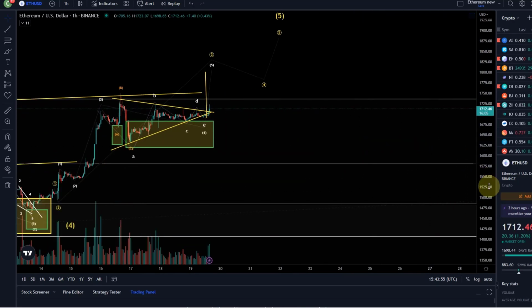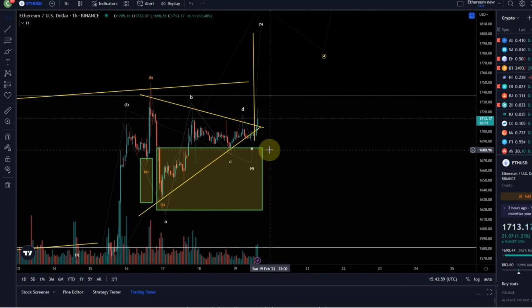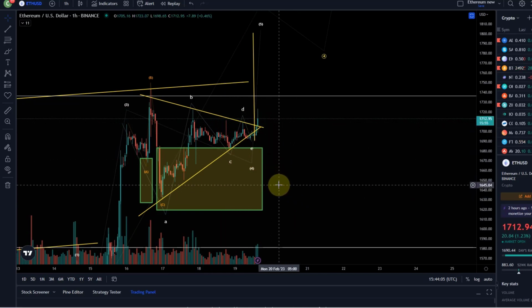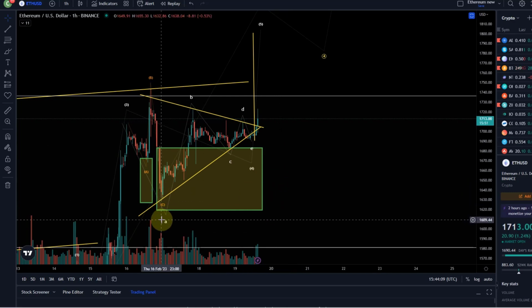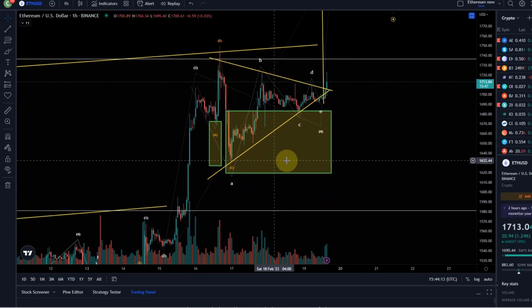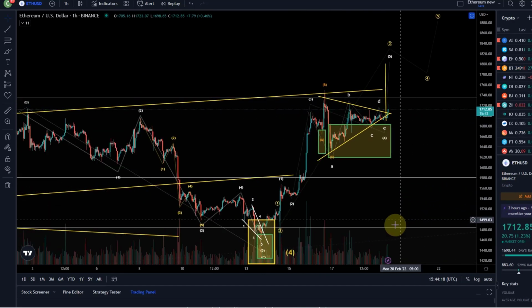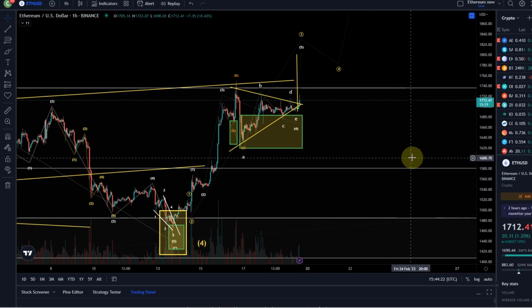If we, however, now come down, break below the C wave low at 1680, then this triangle will get invalidated. It could still become an extended triangle, but at the latest, if we drop below 1630, which would be the A wave low of the triangle, it is completely invalidated, and we are probably going to face a retest of Monday's lows. That's in a nutshell what Ethereum is doing here at the moment and the levels that need to be watched.